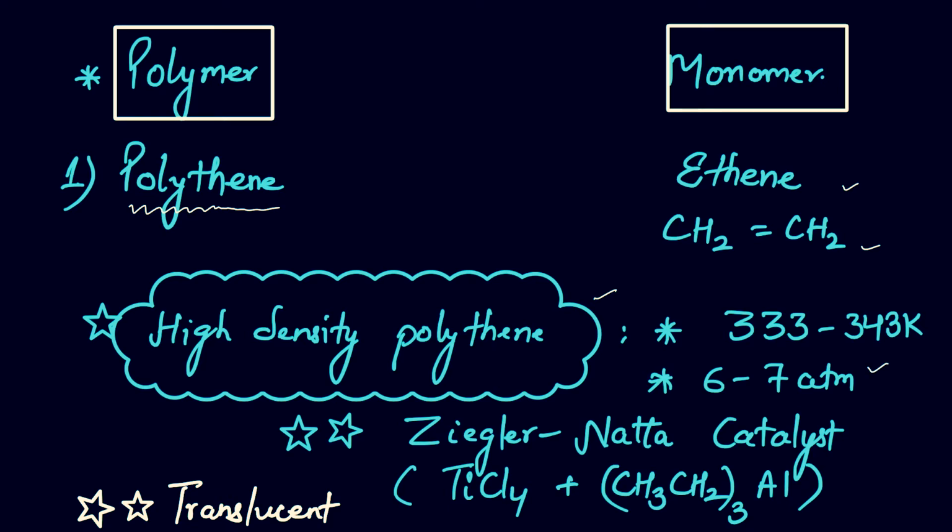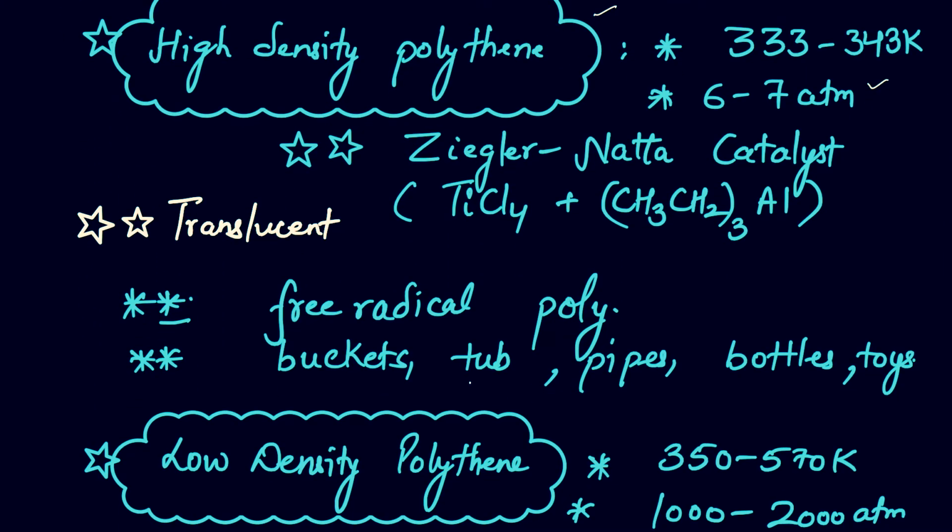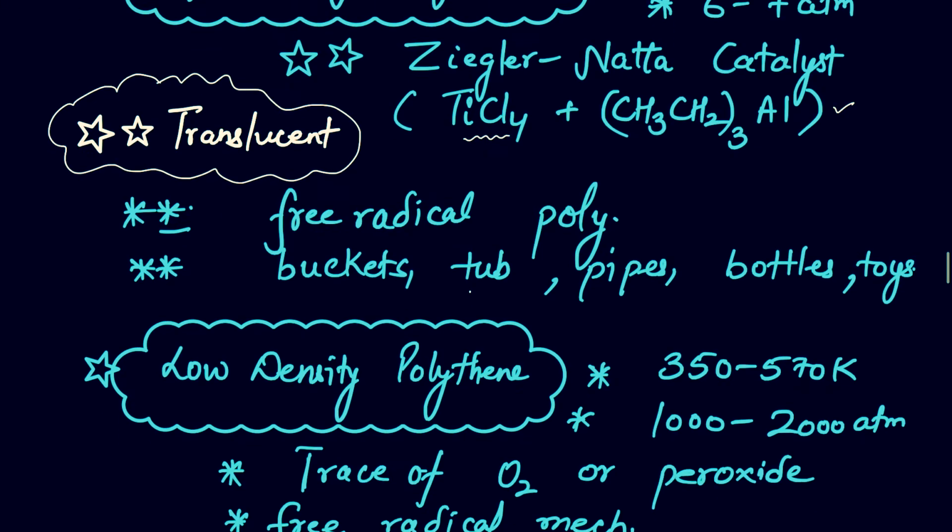High density polythene is prepared at a temperature of 333 to 343 Kelvin and with a pressure of 6 to 7 atmosphere in the presence of Ziegler-Natta catalyst, that is titanium tetrachloride and triethyl aluminium. The reaction occurs by free radical polymerization. It is generally used in buckets, tubs, pipes, bottles and toys. What is important to note here is it is translucent.